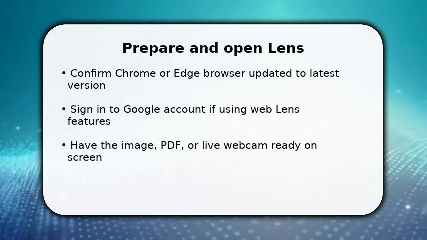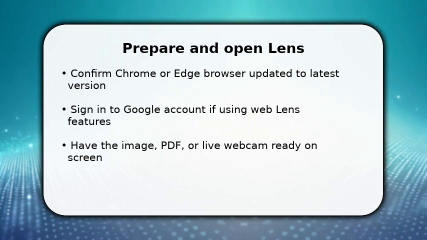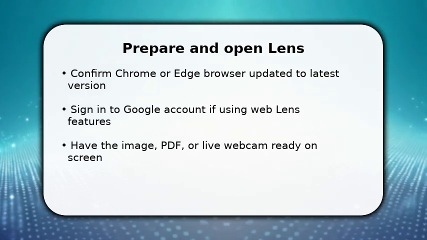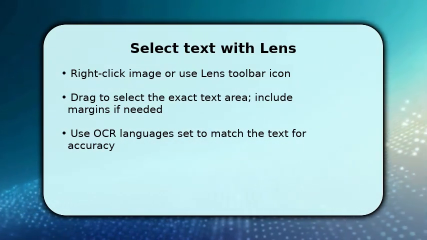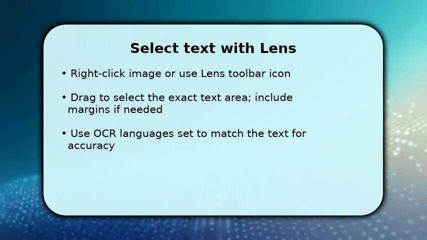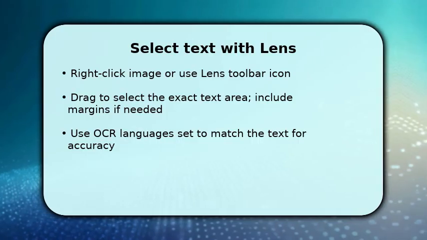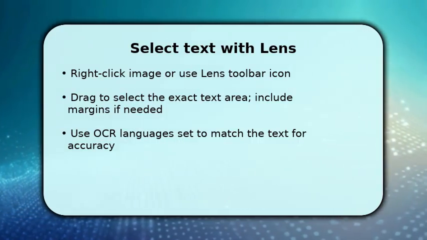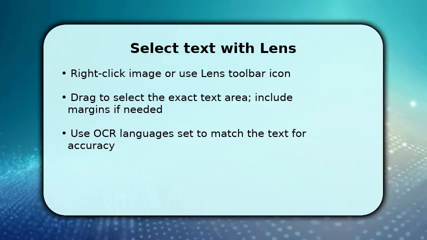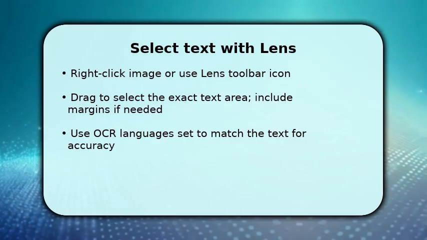Now move to the Lens icon or right-click to invoke Google Lens options. You'll right-click the image or click the Google Lens icon in the address bar or toolbar. Once Lens loads, choose the text selection tool. Then drag precisely over the lines you want, because smaller selections reduce recognition errors. Make sure the OCR language matches the document language to improve accuracy. If Lens shows suggestions, use them to refine selection.